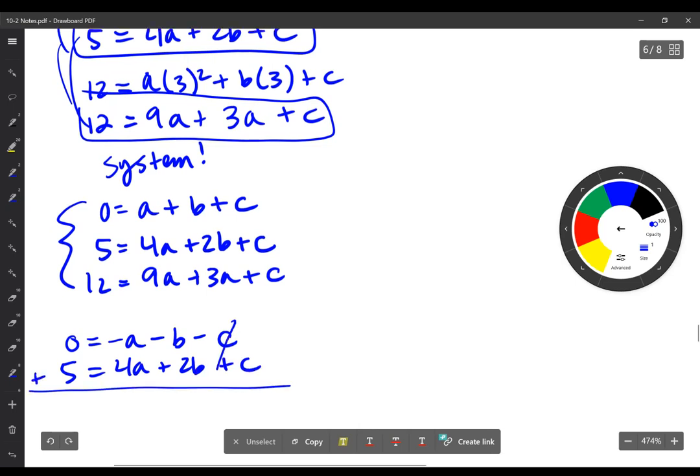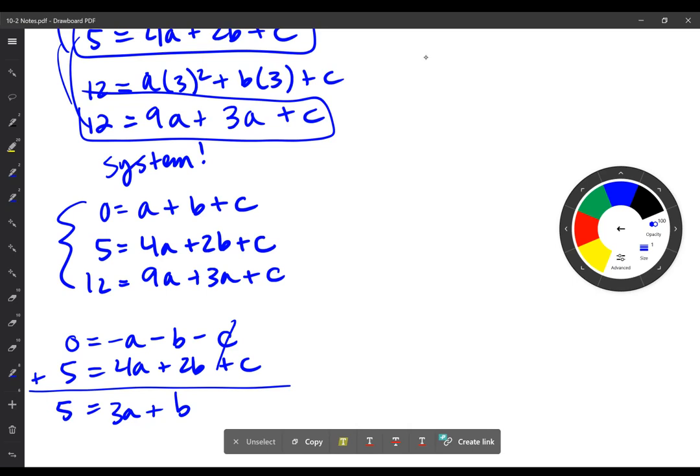Always make it so you're adding 0 and 5. Oh, 0 and 5 is a 5. This is a 3a plus 1b. So we're good there. Then I'm going to take the second 2, right? Because I've already used 0, I've already used 5. I've got to use 12.